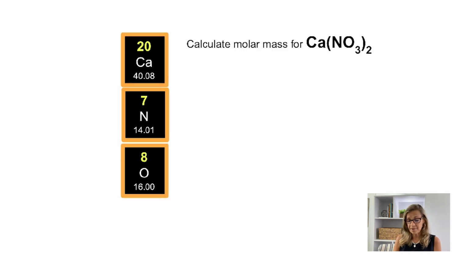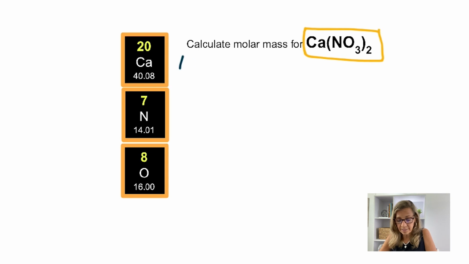Now, what if we have a compound? Okay, because most things exist as compounds. Let's find the molar mass for a compound. Well, you know what a formula means, right? You've got 1 calcium. We're going to use the subscripts here. 1 calcium, 2 nitrogens, and 2 times 3, 6 oxygens. So all we're going to do is go ahead and add up all of these little parts.